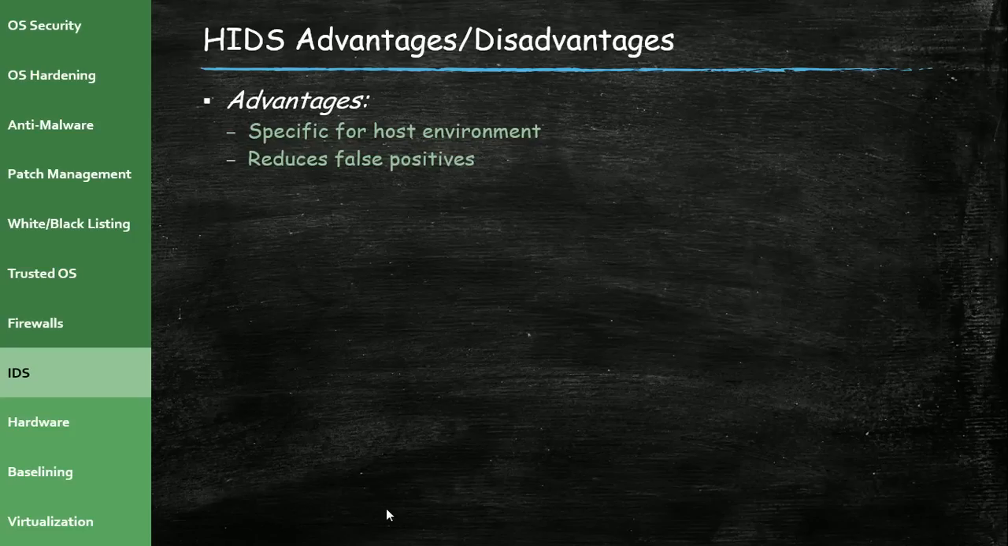It would know exactly what types of patterns would be appropriate. It can reduce false positives because of the focus on that specific platform. The data on the host may be examined unencrypted.